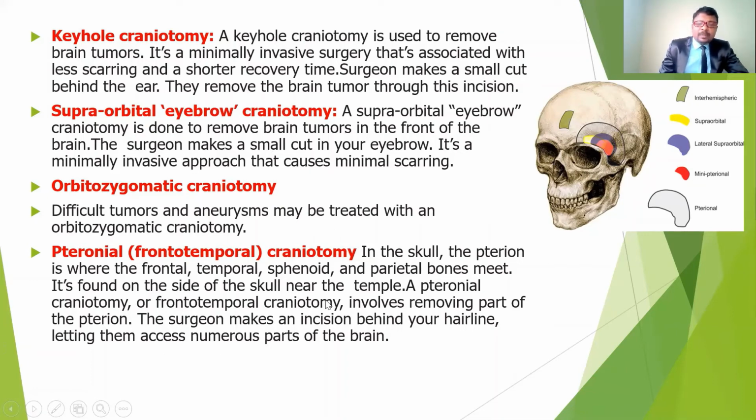And also the pterional craniotomy. This is where the frontal, temporal, sphenoid and parietal bones meet exactly. So here all the bones meet together. That is called the pterional craniotomy. Here it depends upon the involvement of structures and also the causative factor of the bleeding or hematoma. So doctors are going to decide where they have to do the craniotomy.